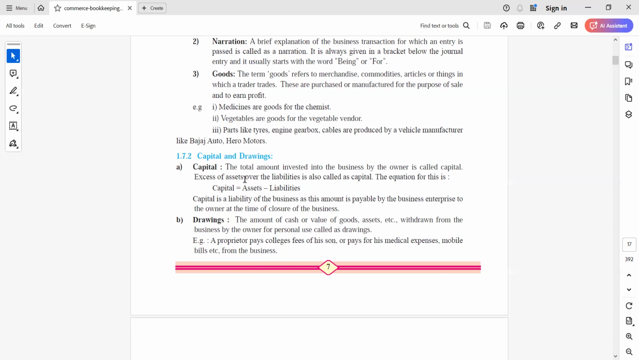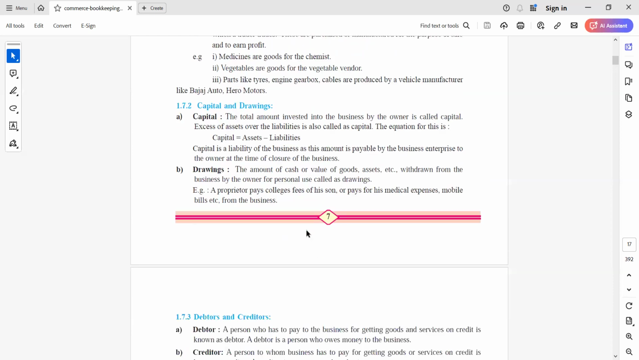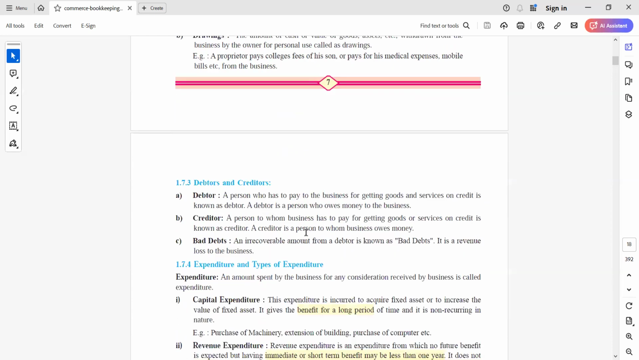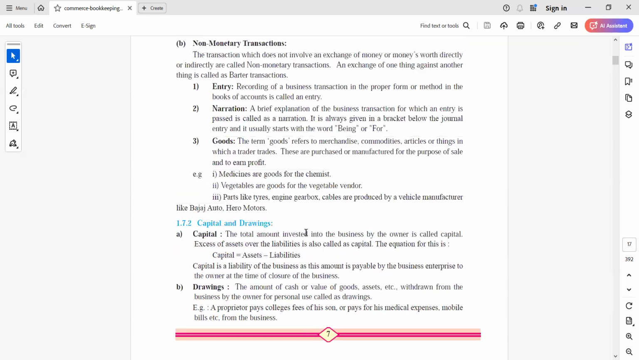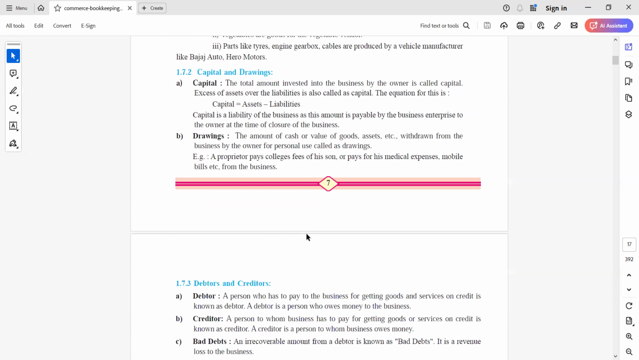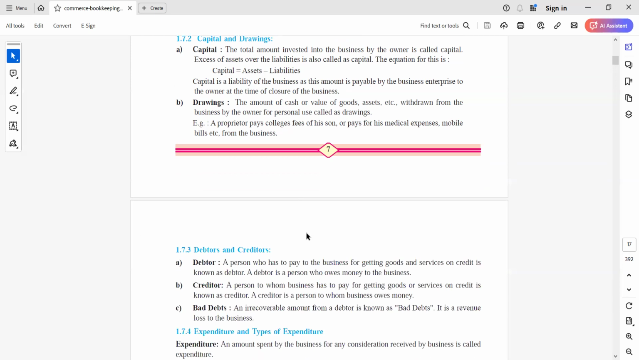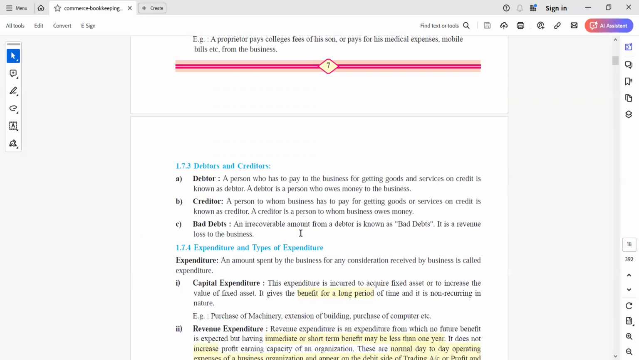But if it is paid for his personal use, then it is treated as a drawing, and it is basically a reduction from the capital. So whatever his capital or business profits are there, which pertain to him, it will be reduced from it. Now, these are very important terms which you will hear throughout your life. Okay, so pay attention on this one.